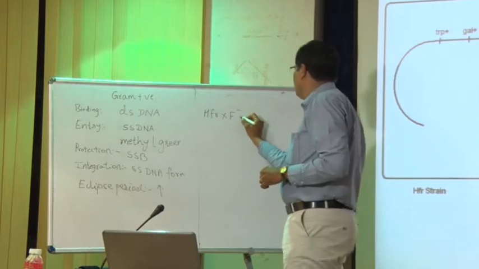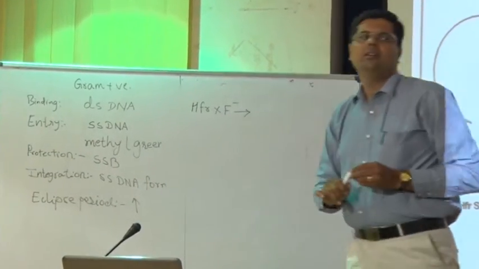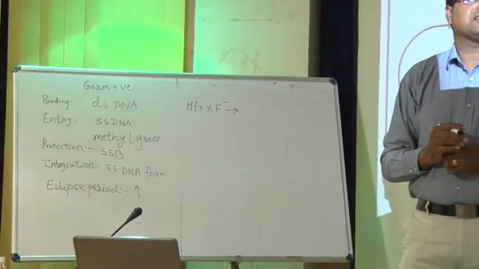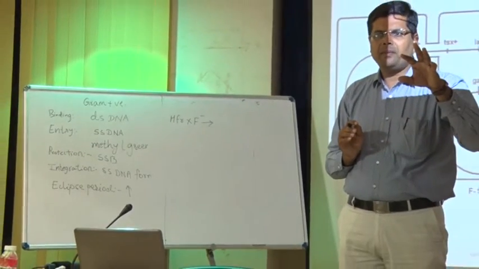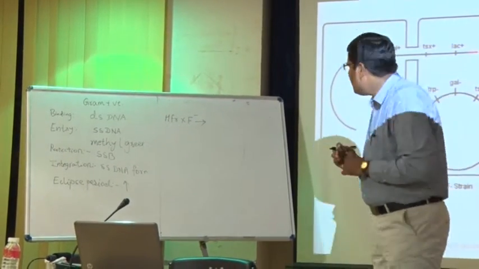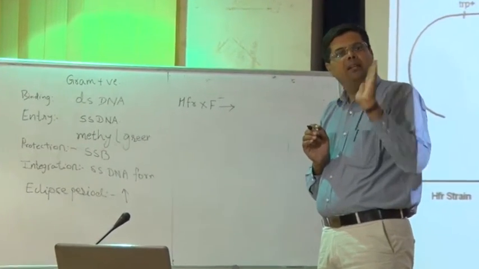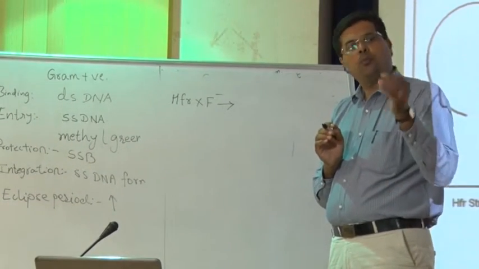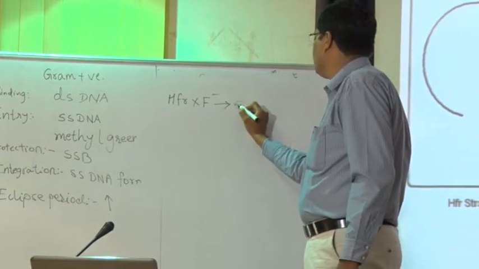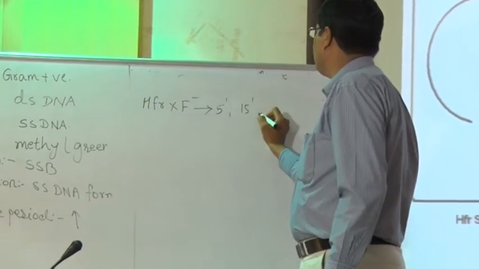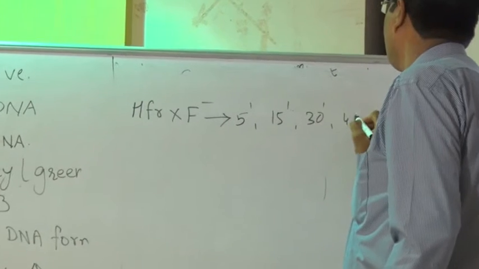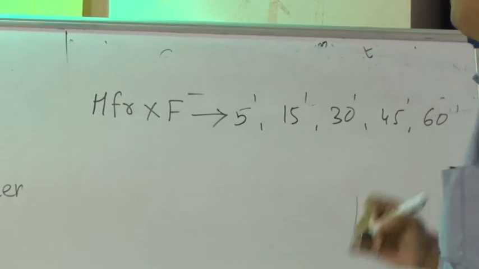Now I will perform the interrupted mating experiment. आपने पढ़ा है interrupted mating experiment? उसमें हम क्या करेंगे, HFR + F- को मिक्स करेंगे और अलग अलग टाइम इंटरवल पे कॉन्जुगेशन ट्यूब को हम ब्रेक कर देंगे. 5 मिनट्स, 15 मिनट्स, 30 मिनट्स, 45 मिनट्स, 60 minutes, so on and so forth.